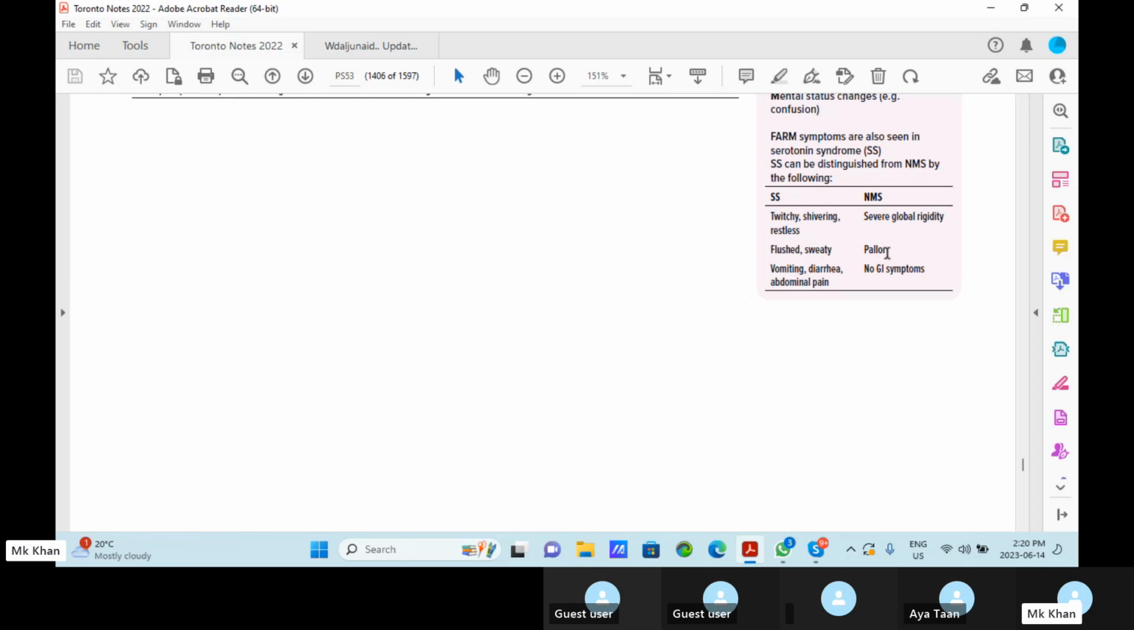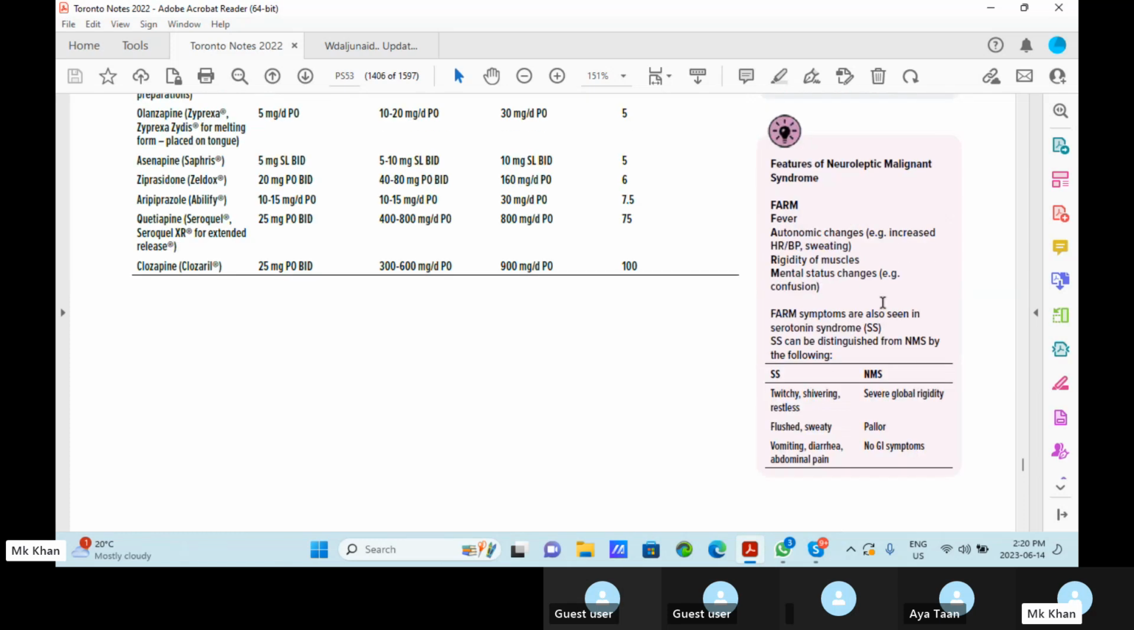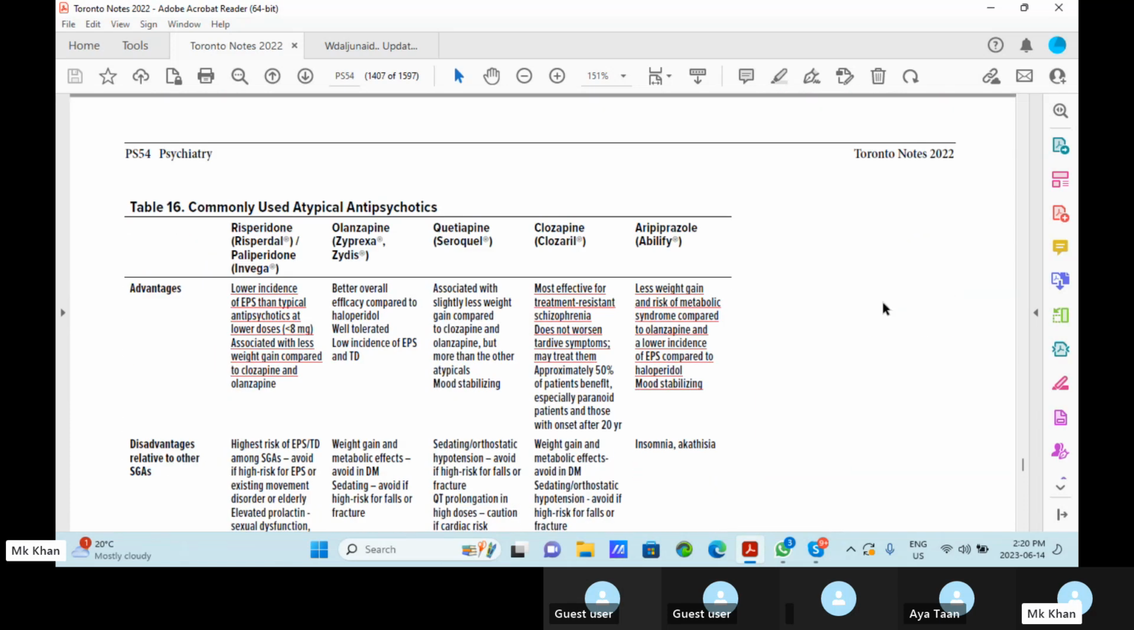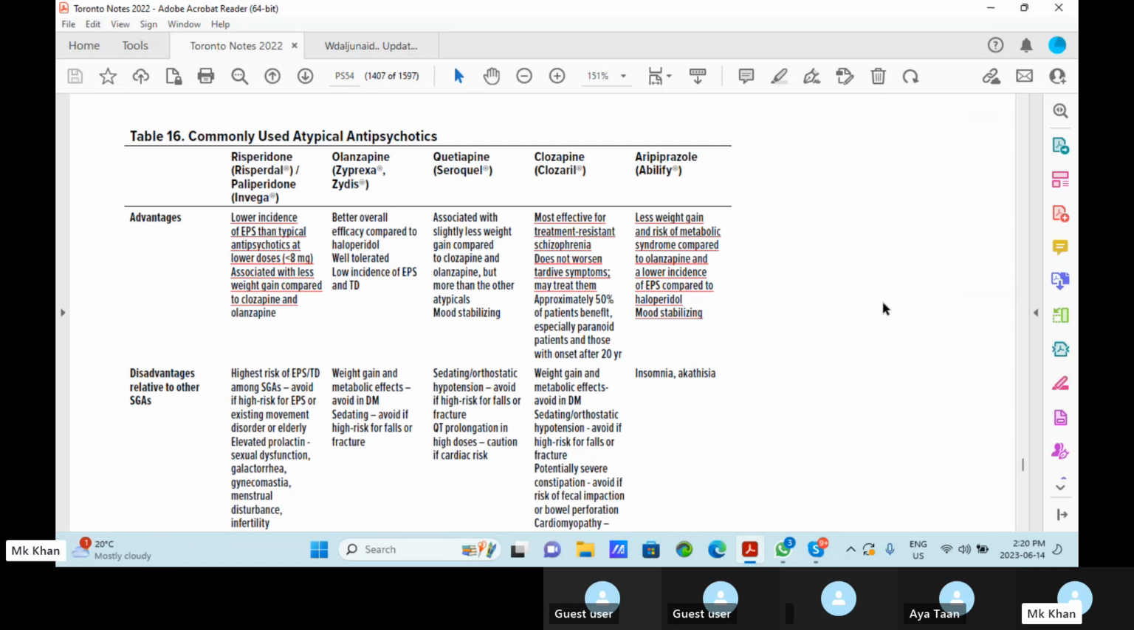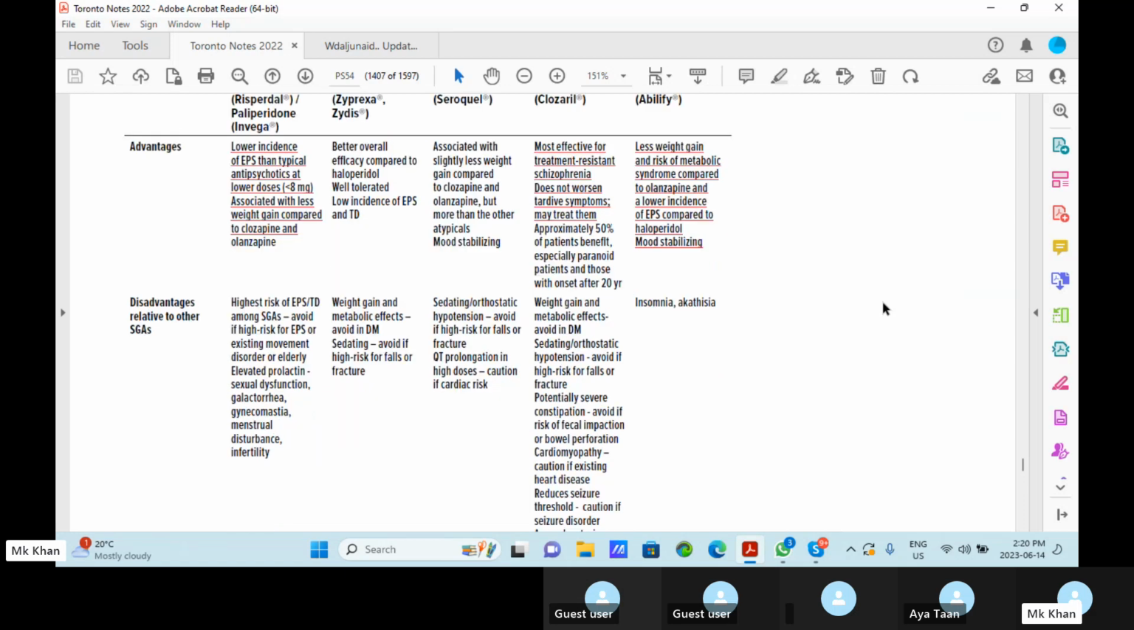Flushed and sweaty and pallor, and also here basically there are GI symptoms in serotonin syndrome: vomiting, diarrhea, and abdominal pain, and in the neuroleptic malignant syndrome there are no GI symptoms. So this is, I think, the distinguishing point between these two. And then what are the common uses of atypical antipsychotics?